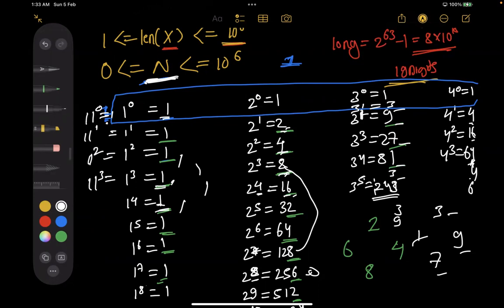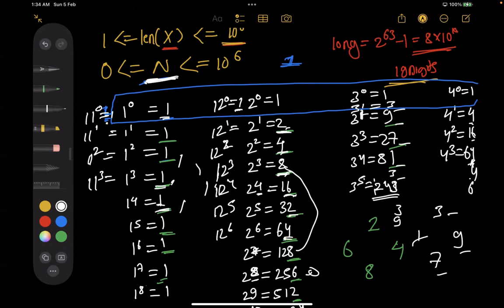Similarly, if I take 12, 12 power 0, the last digit will be 1. 12 power 1, the last digit will be 2. 12 power 2, 12 power 3, the last digit will be 8. 12 power 4, the last digit will be 6. 12 power 5, the last digit will be 2. 12 power 6, the last digit will be 4.